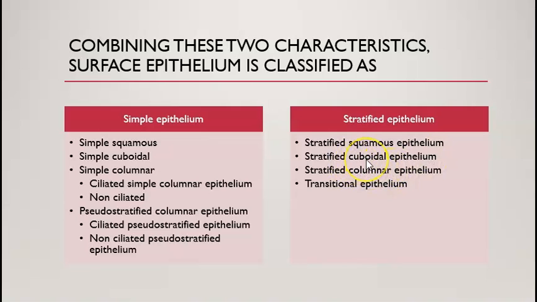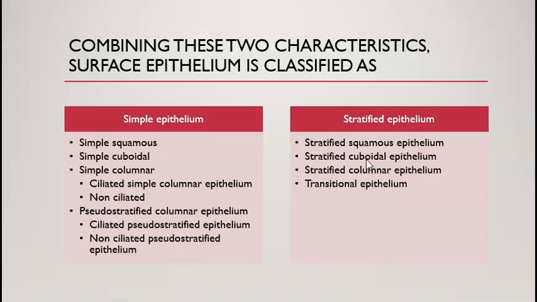The next is stratified cuboidal epithelium. This is a rare type of epithelium found in adult sweat glands as well as esophageal glands and part of the male urethra. These are again cube-shaped cells arranged in different layers.